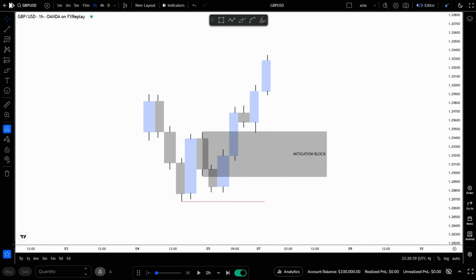First, we're going to hop into the PDF and go over what a mitigation block is, and then we'll look at a few examples on the chart. So let's get into it.